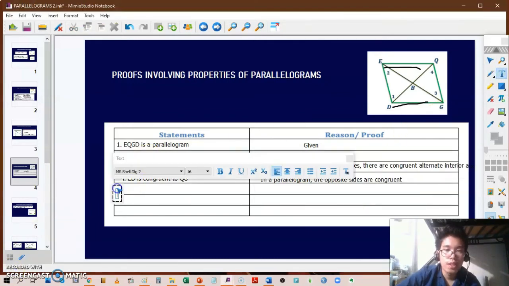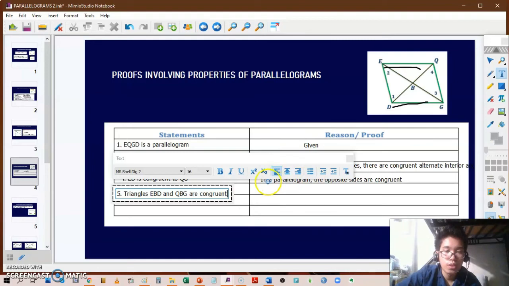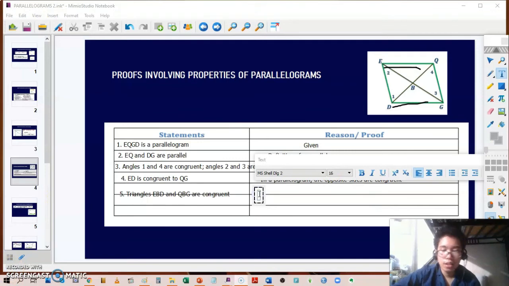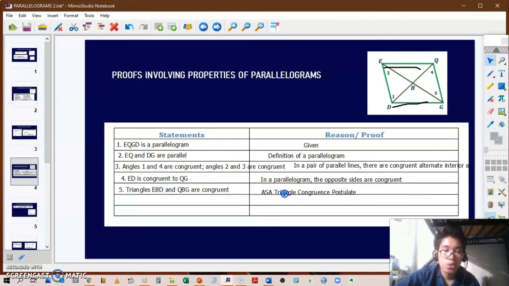And therefore, for our fifth statement, we can say that triangles EBD and QBG are congruent. How can we say that? That's through the angle side angle, or the ASA triangle congruence postulate. Let's write that. Those two triangles are congruent through the ASA triangle congruence postulate, since angle 2 is congruent to angle 3, angle 1 is congruent to angle 4, and ED is congruent to QG.